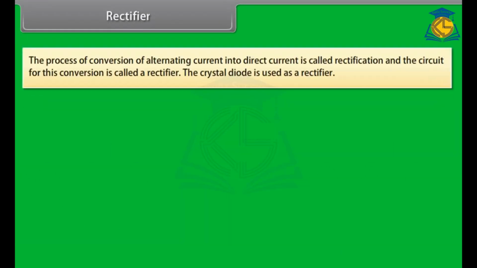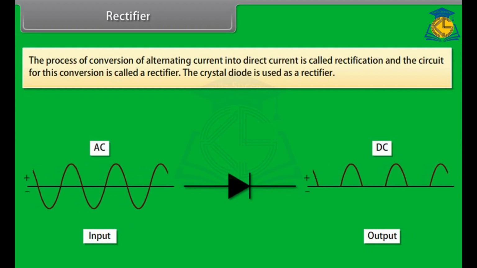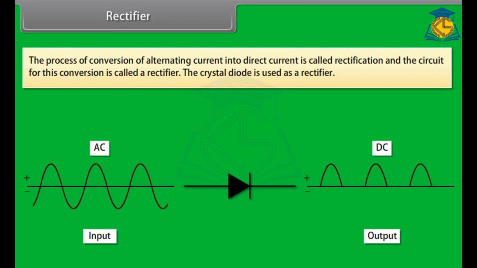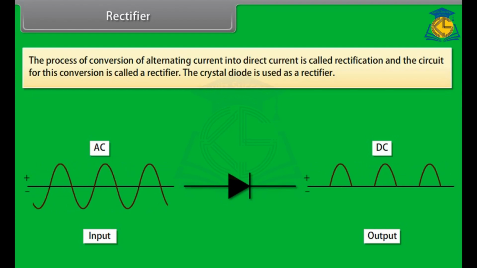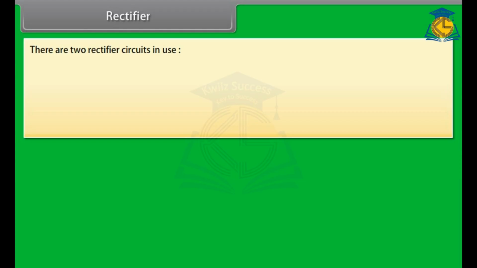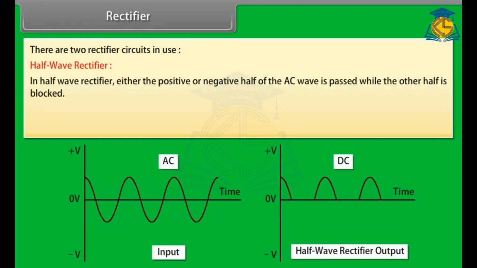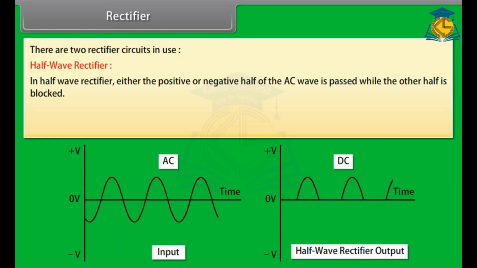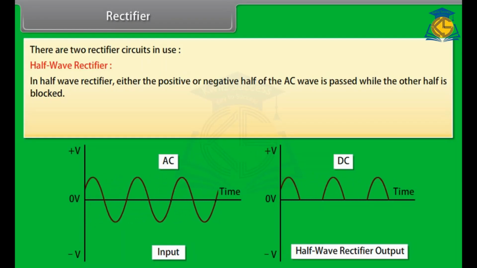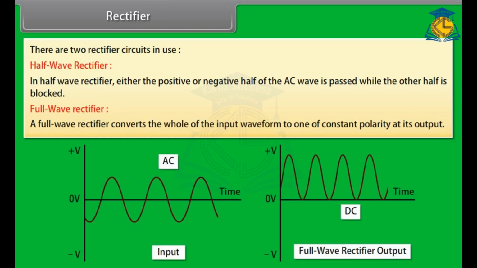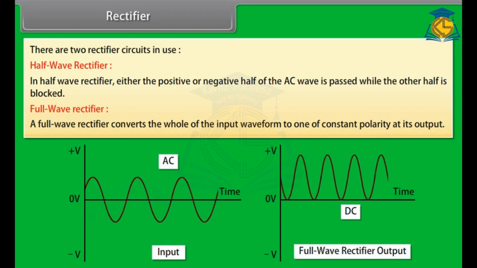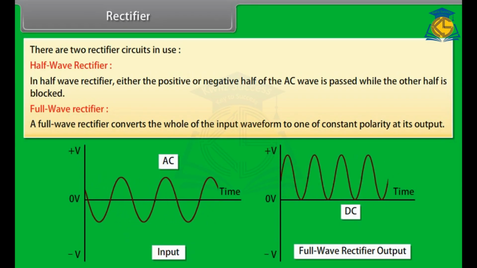Rectifier. The process of conversion of alternating current into direct current is called rectification, and the circuit for this conversion is called a rectifier. The crystal diode is used as a rectifier. There are two rectifier circuits in use. Half-wave rectifier. In a half-wave rectifier, either the positive or negative half of the AC wave is passed while the other half is blocked. Full-wave rectifier. A full-wave rectifier converts the whole of the input waveform to one of constant polarity at its output.